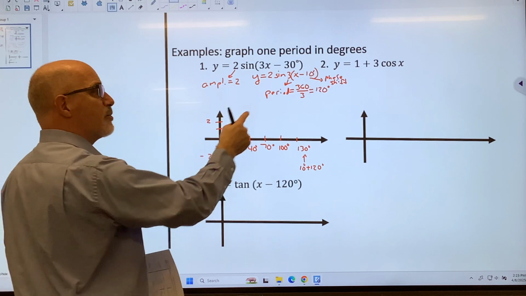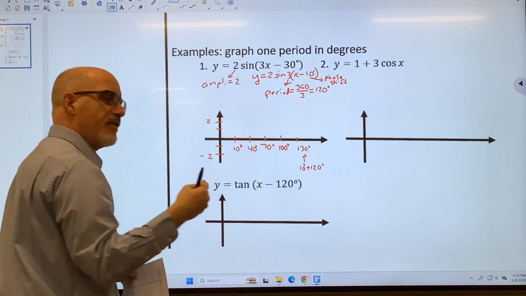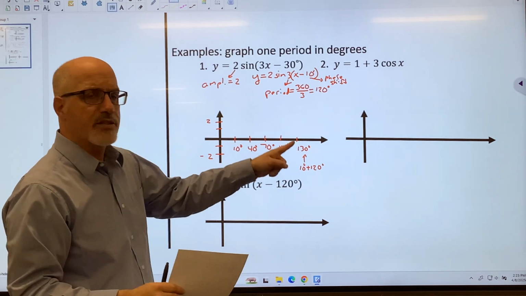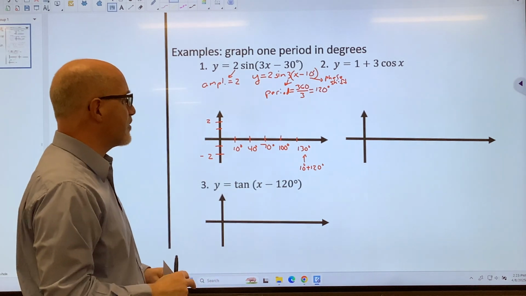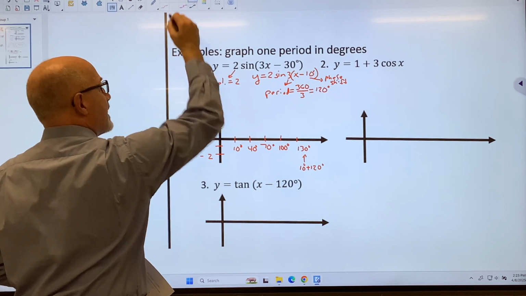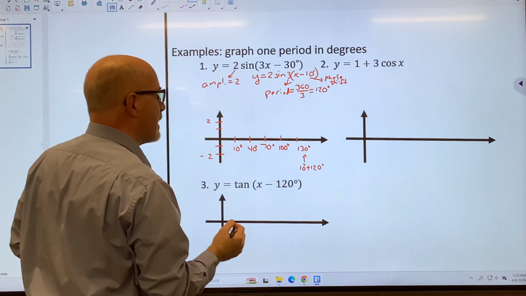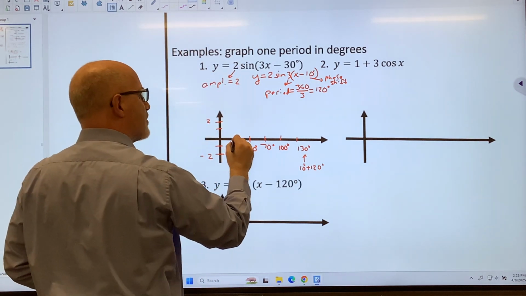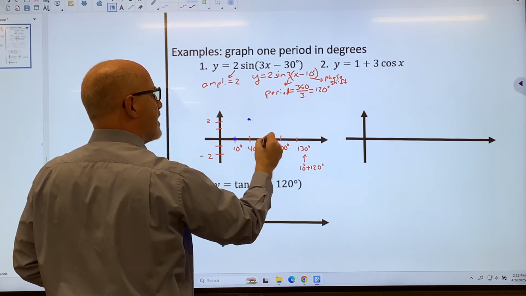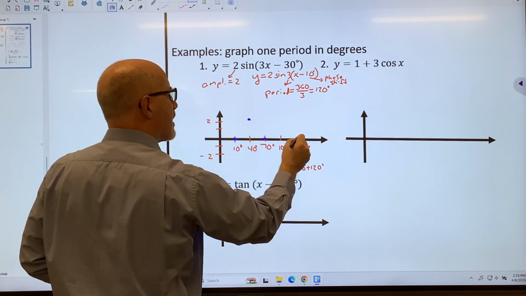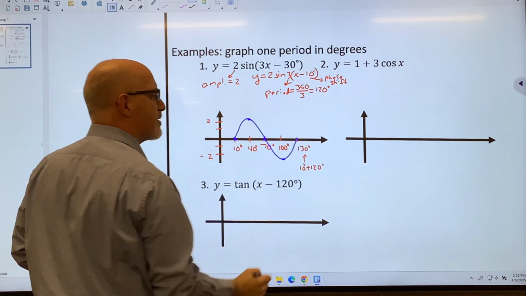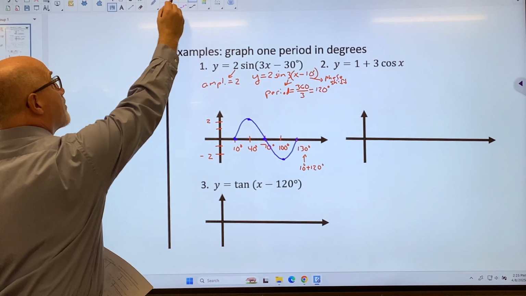Another way to do it is, whatever your period is, if you divide it by 4, that will get you what each key point is going to go by for sine and cosine. All right, now that I've got all my important information laid out, sine starts on the axis, goes up to the amplitude top point, through the middle, to the bottom, and then back to the middle. So my graph looks like this for one period.